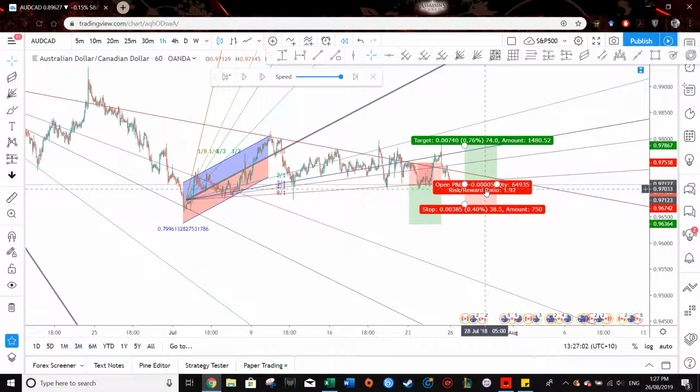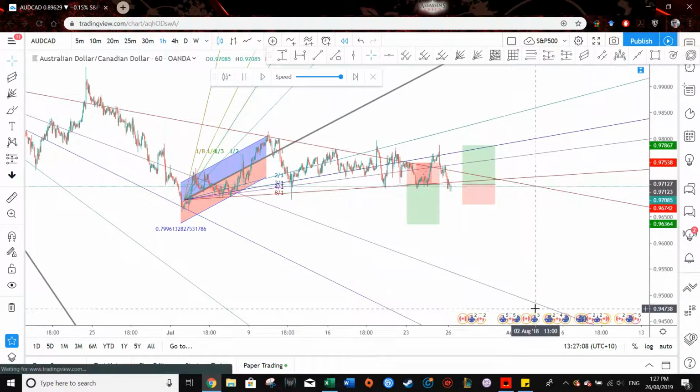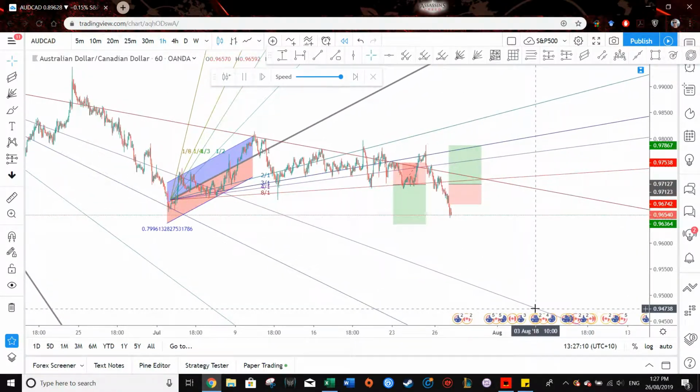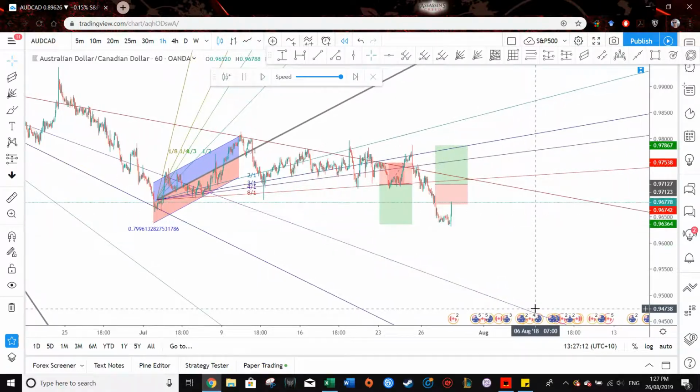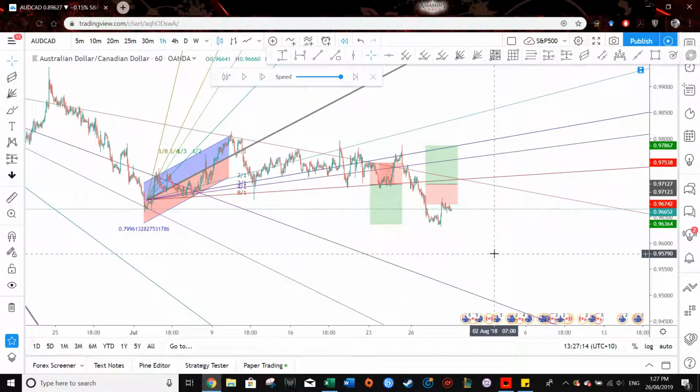Is everyone happy with this buy for you guys? Is 38 pips enough, and is 71 pips enough of a take profit? Or is it too much? Okay, let's play and see what happens.